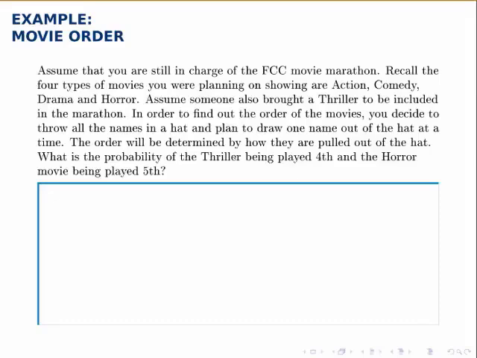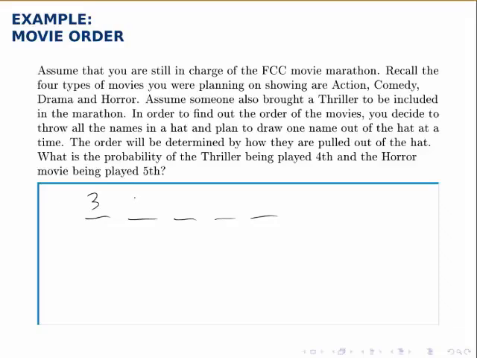So let's start with the numerator. Let's start with counting how many ways the thriller could be played fourth and the horror movie be played fifth. If we use the fundamental counting principle, we think about, well, there are 5 slots to be filled, 5 movies that we're ordering. In the first slot, we have 3 options, because there are 5 options total, but if the thriller is going to be played fourth and the horror movie is going to be played fifth, then those 2 are not possibilities for the first one. So there are 3 possibilities, the other 3 movies.